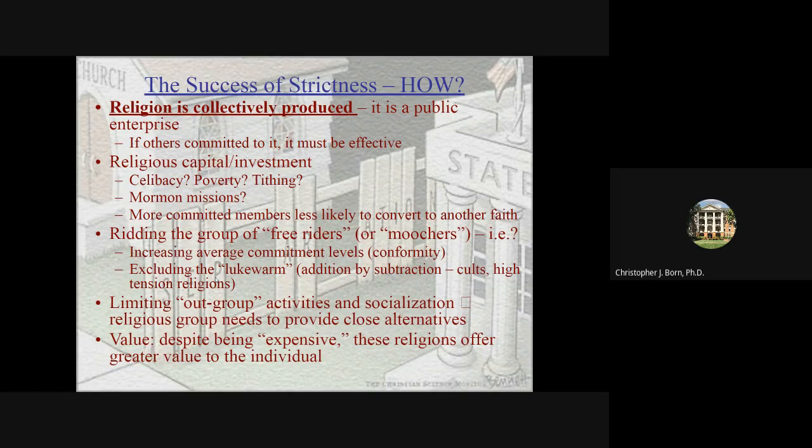And you can see that in other social situations as well. You also have religious capital or investments, like I'm investing all this time, energy, behavior, and the more committed members are less likely to convert. And so by being committed to this particular religion, I'm investing in it. And so I'm not willing necessarily to leave.